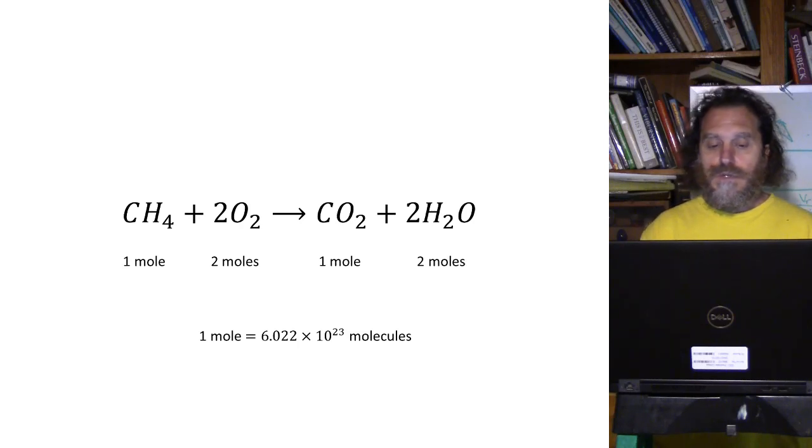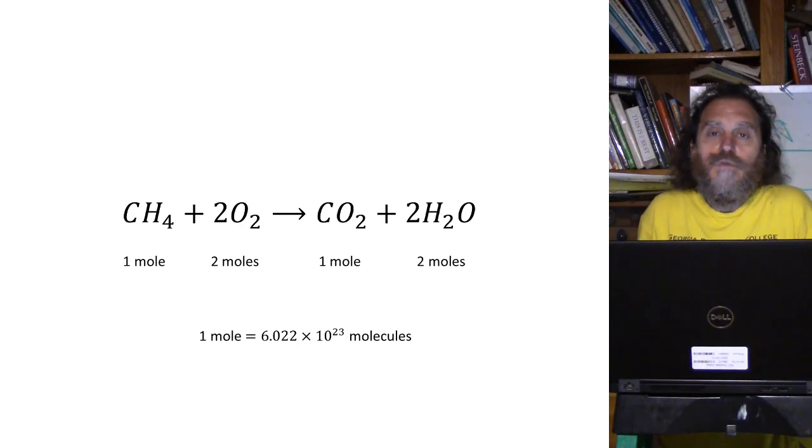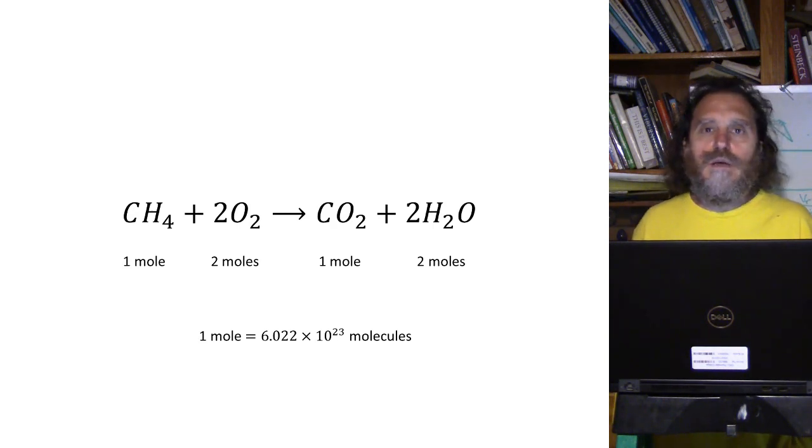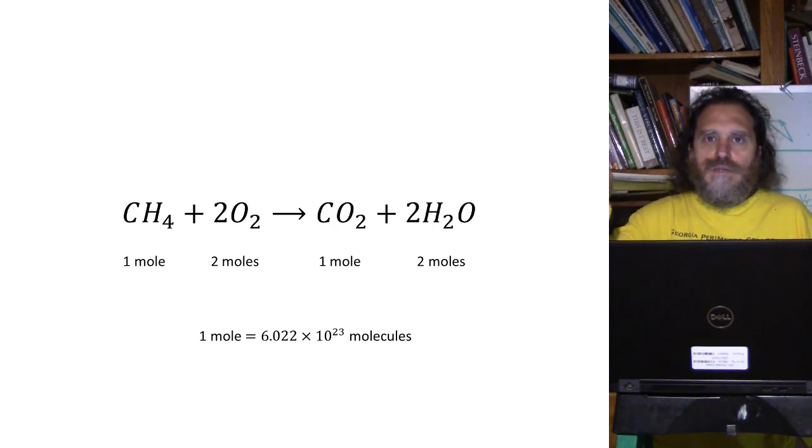But you could just as easily say that for every 1 mole of methane, you're using 2 moles of oxygen, which gives you 1 mole of carbon dioxide and 2 moles of water. Remember, a mole is that big number, 6.022 times 10 to the 23. They use that number because on your periodic table, the molar mass is the mass of 1 mole of those atoms.